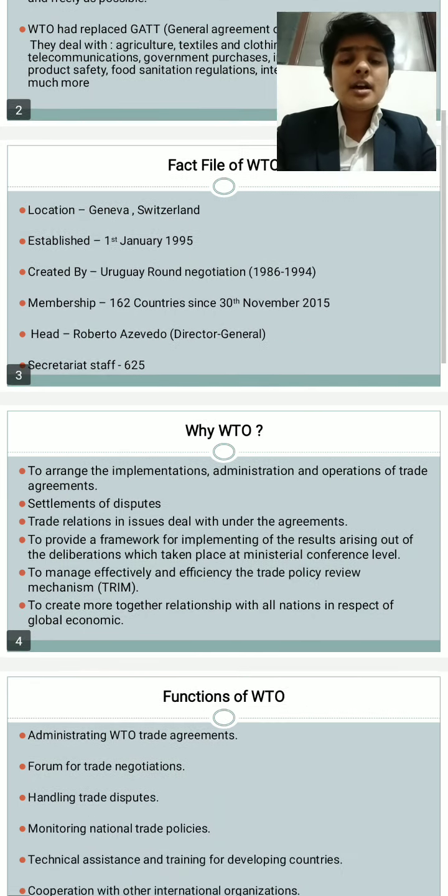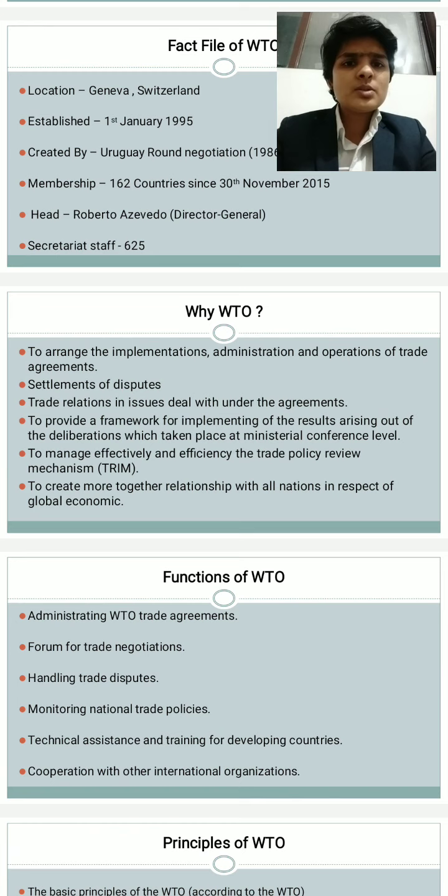Now next we will see why the World Trade Organization is so important. It is important to arrange the implementation, administration and operation of trade agreements. It also helps in the settlement of disputes and trade relation issues dealt with under the agreements, and to provide a framework for implementing the results arising out of the deliberations which take place at the ministerial conference level. It also helps to manage efficiently the Trade Policy Review Mechanism, TPRM in short. Also, it creates a closer relationship with all nations with respect to the global economy.